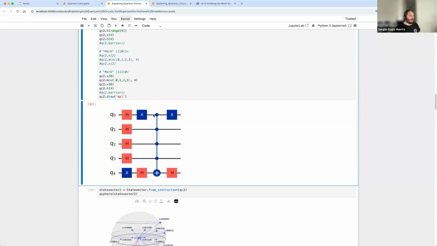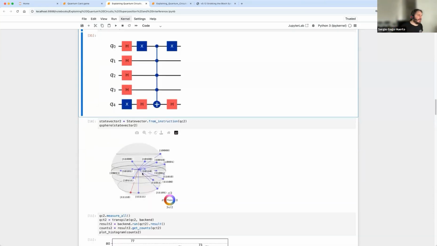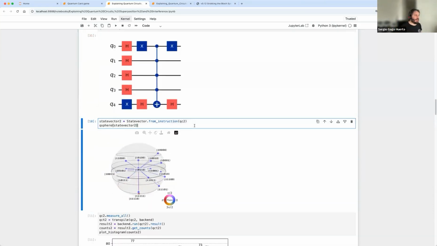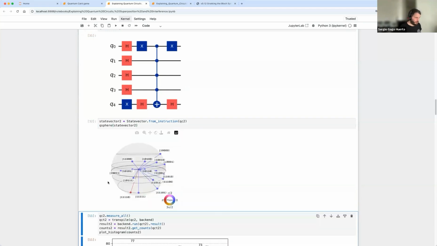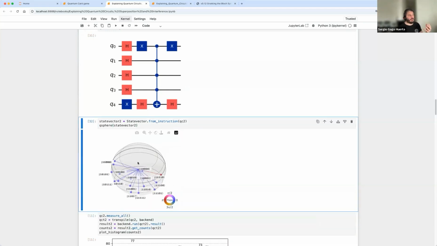Is it always a 1 in here? Well, no, because we have a superposition state. So we are playing with all those possibilities at the same time. And we can represent that with the sphere like this. Now the sphere is pretty skewed towards a very specific part of the sphere.